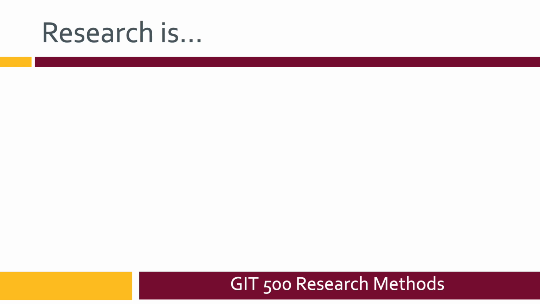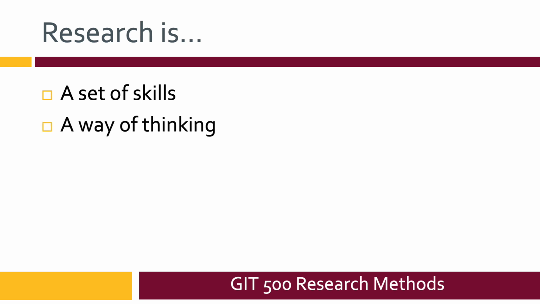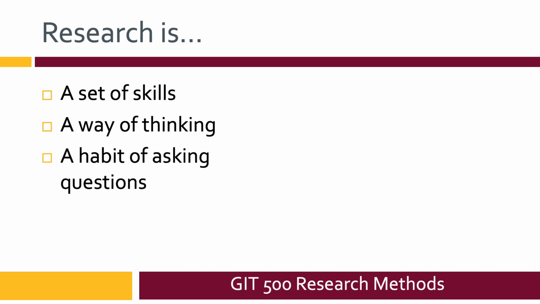Here are some ways to think of research. Research is, first of all, a set of skills. You have to have a certain set of skills to do good research. It's also a way of thinking or a way of approaching things, and it is being able to develop a habit of asking questions about things. If we don't wonder why something exists or doesn't exist or how it works, and we don't ask those questions, which leads to research on how to do more, we would not be where we are now.